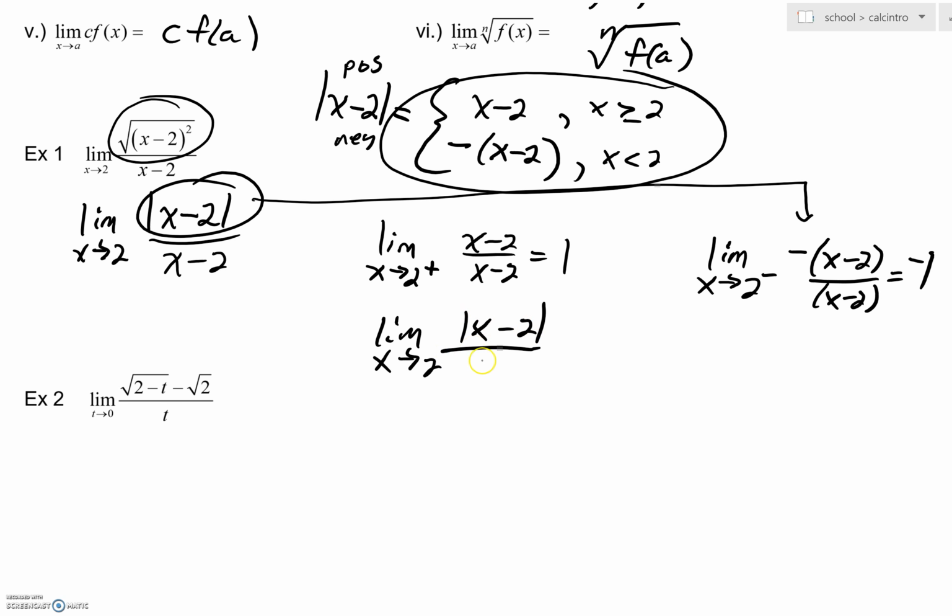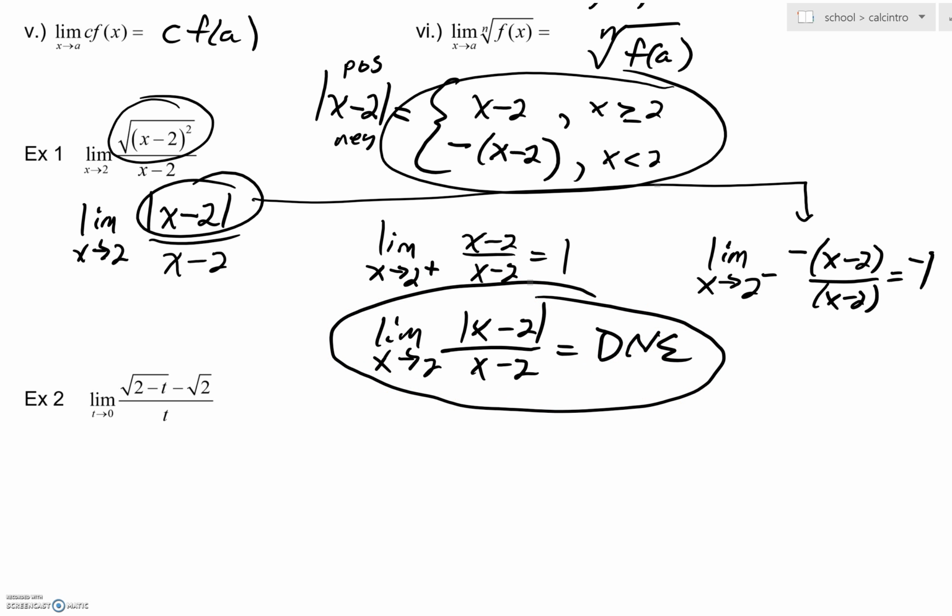So what would we say about the limit as x approaches 2 of the original problem? Yep, does not exist. That's the only thing they're really asking for. They're just asking for this limit. They didn't specify a right side or a left side. We doing okay? All right.